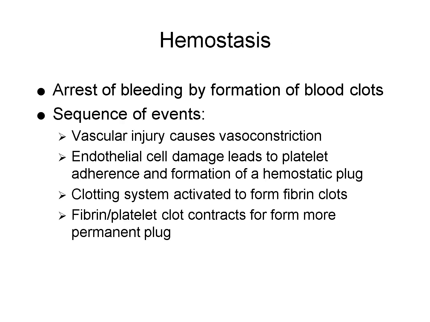Hemostasis is the process that stops bleeding through the formation of a blood clot. It begins with vasoconstriction in response to vascular injury. Endothelial cells at the site of damage release signals that cause platelets to adhere to the exposed surface, forming a temporary plug. Simultaneously, the coagulation system is activated, producing fibrin strands that reinforce the platelet plug. As the clot matures, it contracts to form a more permanent seal, preventing further blood loss.